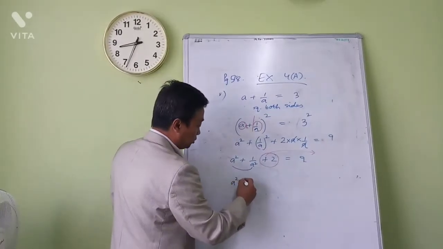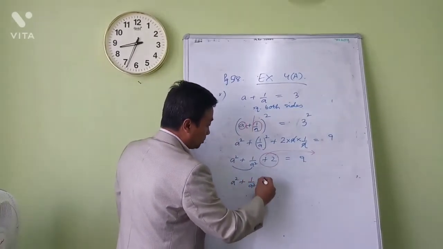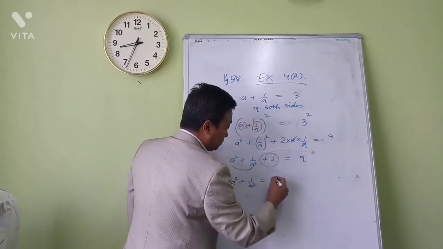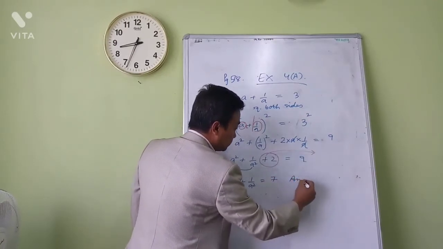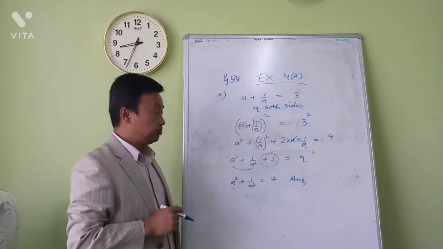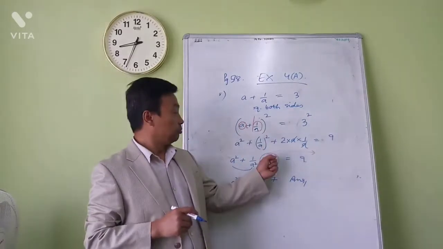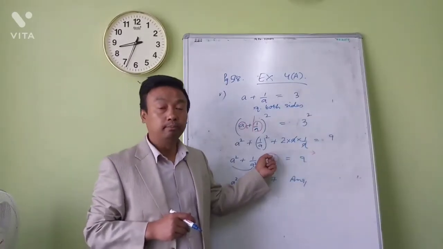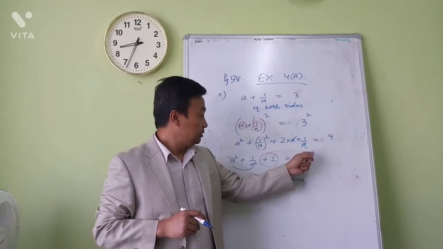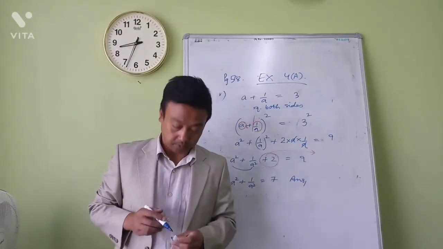So therefore, you get a square plus 1 by a square will be 9 minus 2, which becomes 7. I have skipped one step and directly the answer is there, because this plus 2 will become minus 2. So 9 minus 2 will become 7.